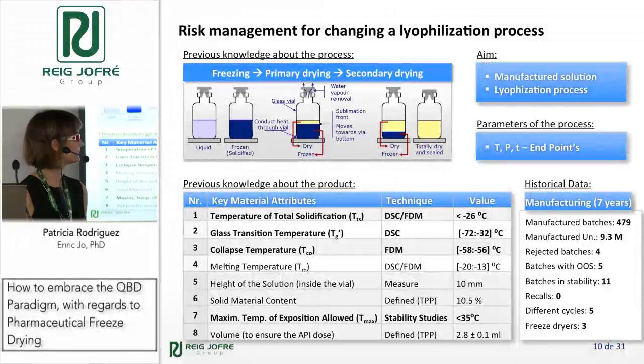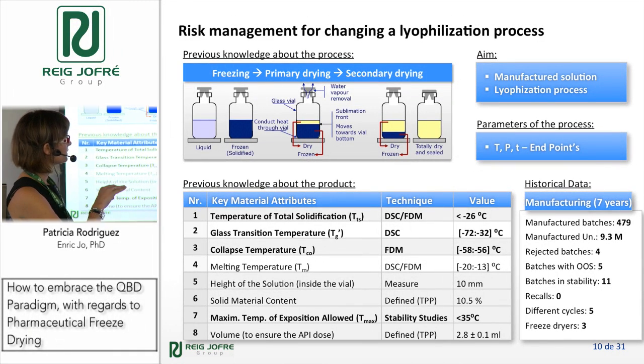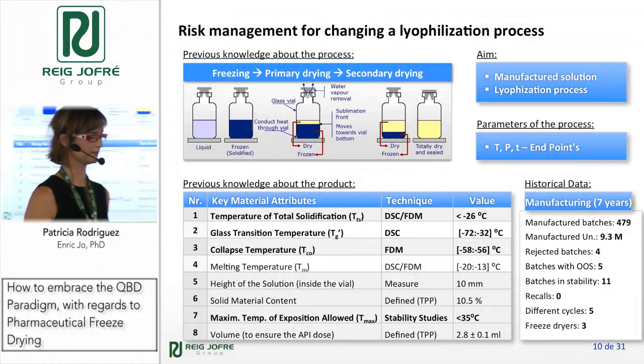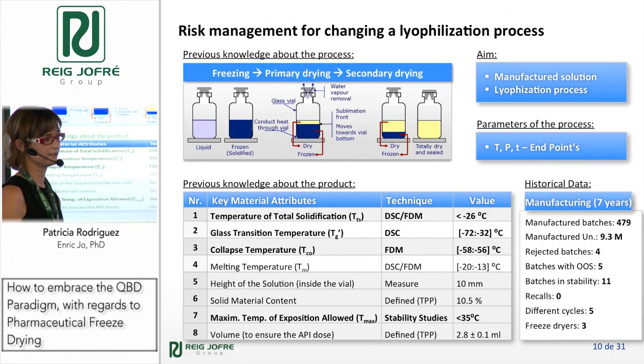Finally, we have the historical data. During the last 7 years, we have manufactured more than 400 batches, made in 5 different cycles and 3 different equipments, and we have the historical data about the out-of-specification results and the batches placed in stability.